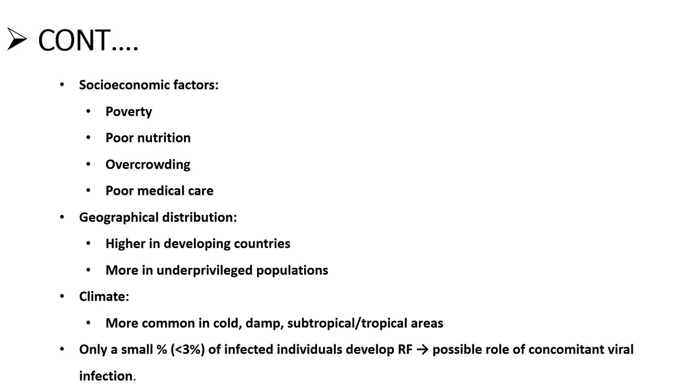Socioeconomic factor: poverty, poor nutrition, overcrowding, and poor medical care. Geographical distribution: higher in developing countries, more in underprivileged population. Climate: more common in cold, damp, subtropical and tropical areas.